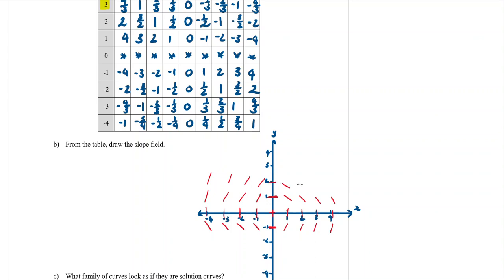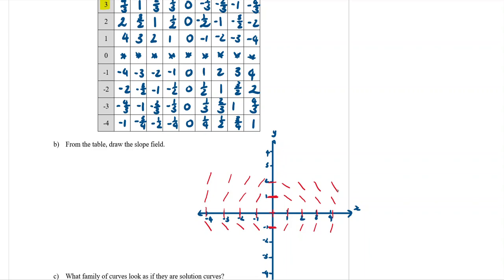-0.5. -1. -1.5. And -2. Ooh, try and keep them, mine's a little bit wobbly there. You've got to try and keep them all in nice lines as they come across.